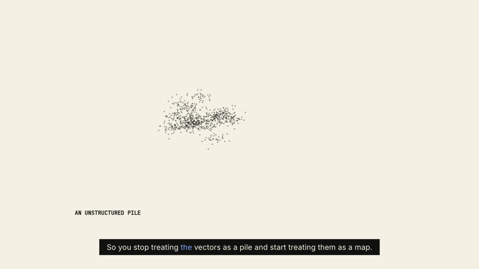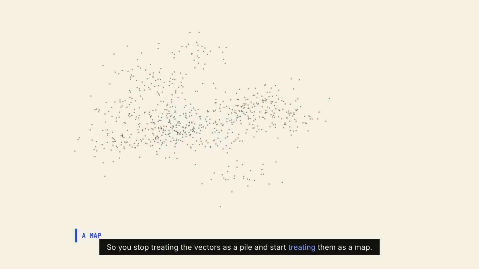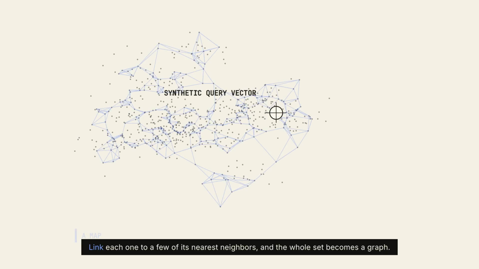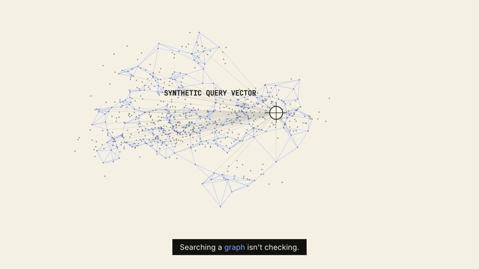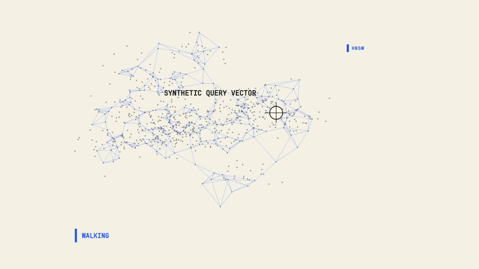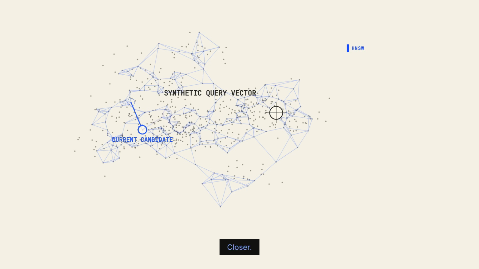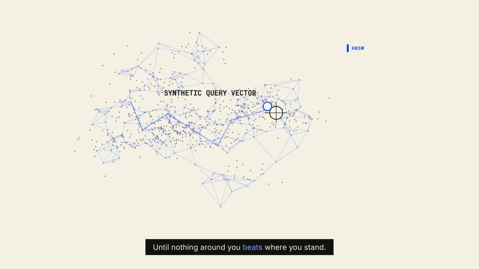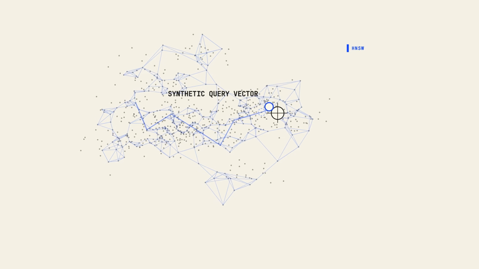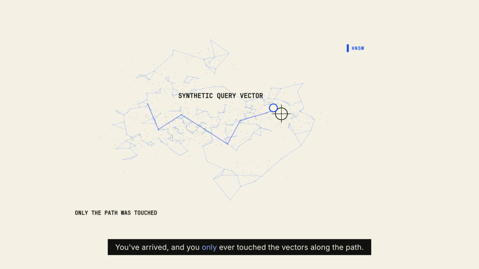So you stop treating the vectors as a pile and start treating them as a map. Link each one to a few of its nearest neighbors, and the whole set becomes a graph. Searching a graph isn't checking, it's walking. Drop in anywhere, look at your neighbors, and step to whichever one is closer to the query. Closer, closer, until nothing around you beats where you stand. You've arrived, and you only ever touch the vectors along the path.